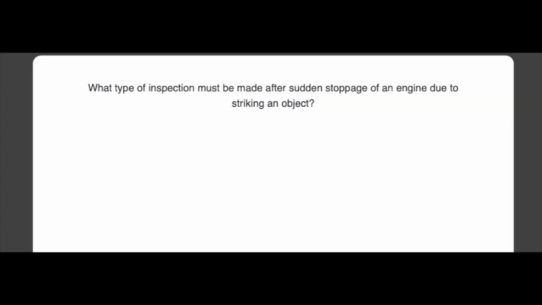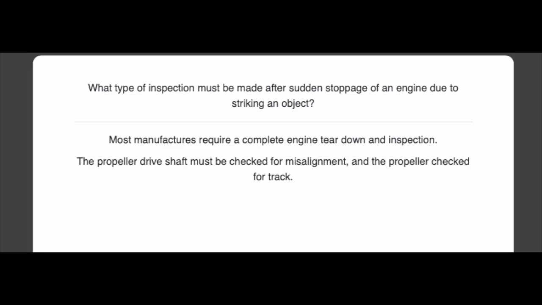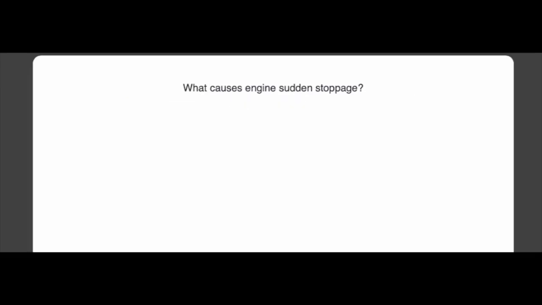What type of inspection must be made after sudden stoppage of an engine due to striking an object? Most manufacturers require a complete engine teardown and inspection. The propeller drive shaft must be checked for misalignment and the propeller checked for track. What causes engine sudden stoppage? Striking an object or engine seizure due to internal damage.